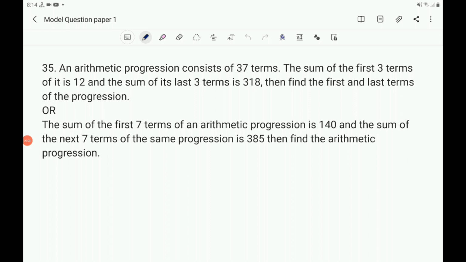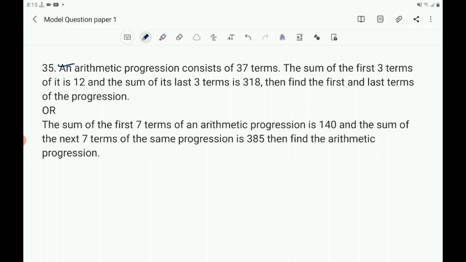Now question number 35. Here there are two questions. Answer any one of the questions. It is a choice question. So here an or question is there. So you write the answer for this question or this question. Now let us solve the first question. An arithmetic progression consists of 37 terms. The sum of the first 3 terms of it is 12 and the sum of its last 3 terms is 318. Then find the first and last terms of the progression.